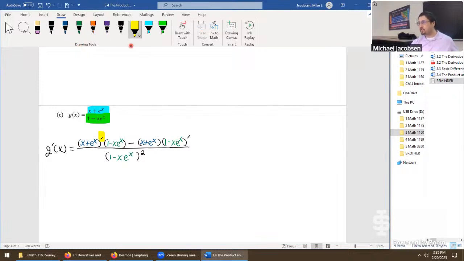So that's the whole structure for the quotient rule. We're differentiating two more things. This derivative is not too bad. You can go term by term. Derivative of x is 1, derivative of e to the x is itself. But this one, not as friendly.